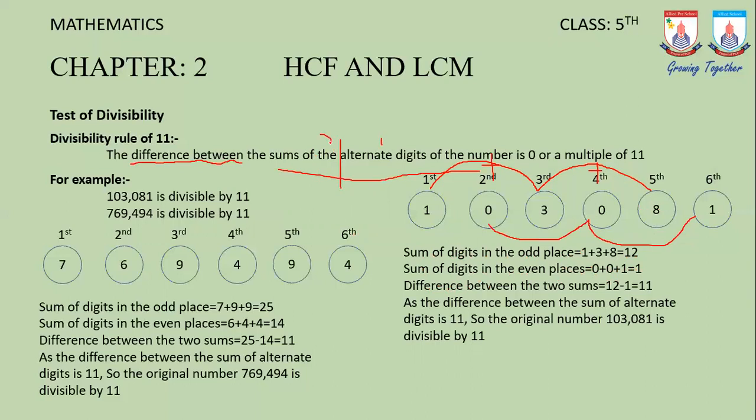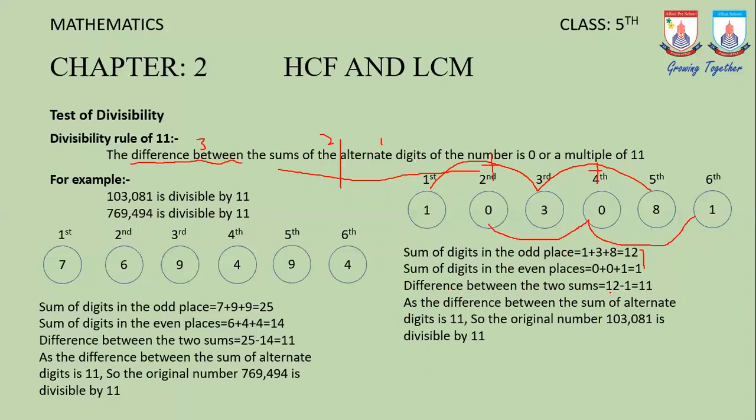So we have now covered the first and second points. Now we come to the third point, which is the difference between the sums. If we find the difference between these two sums, it is 12 minus 1, which is equal to 11. As the definition says, if the difference between the sums of the alternate digits of a number is 0 or a multiple of 11, then the whole original number is divisible by 11.